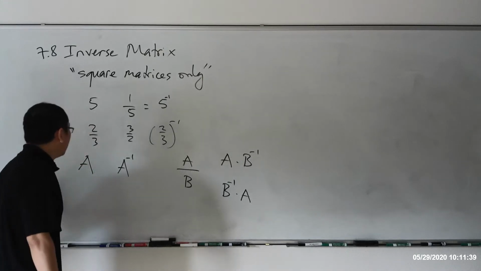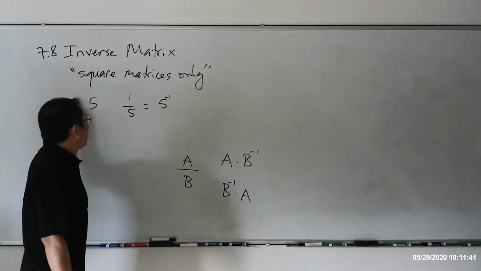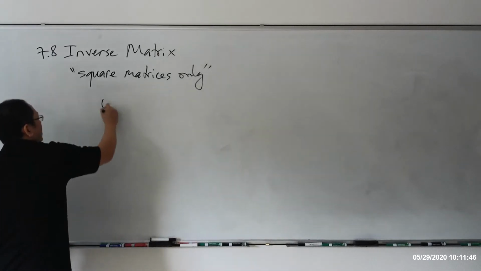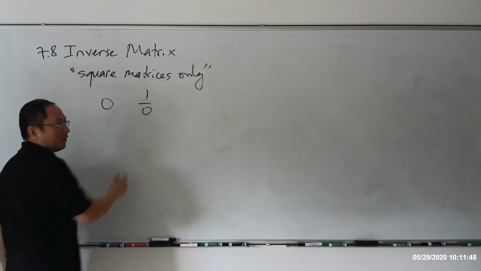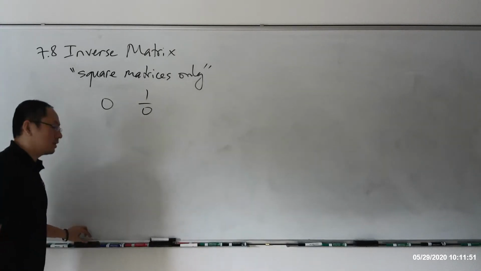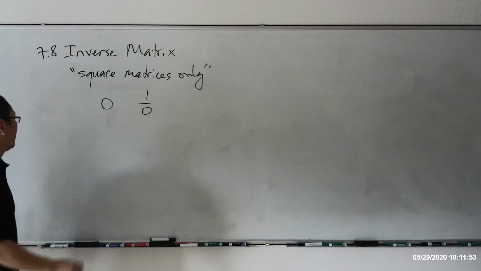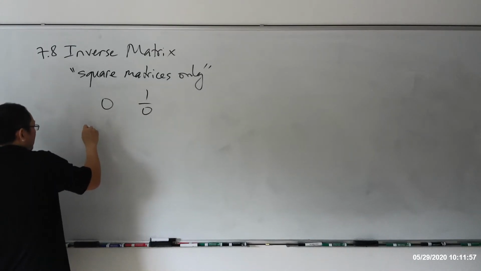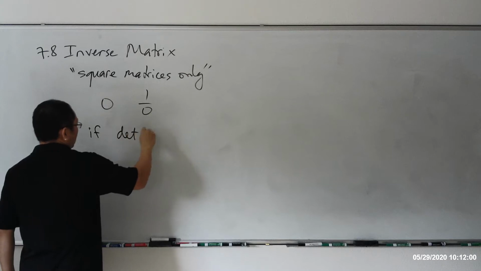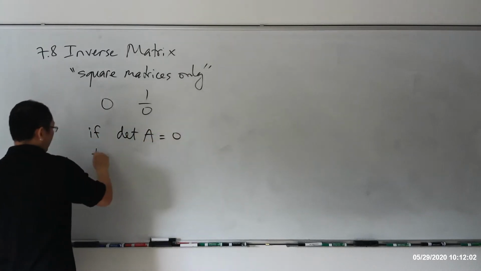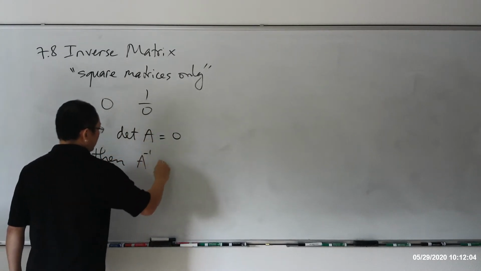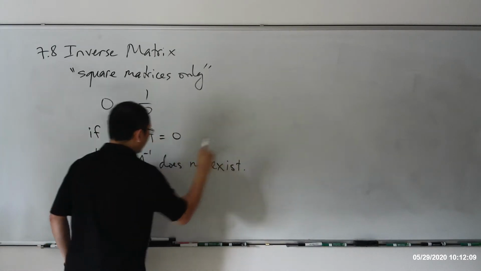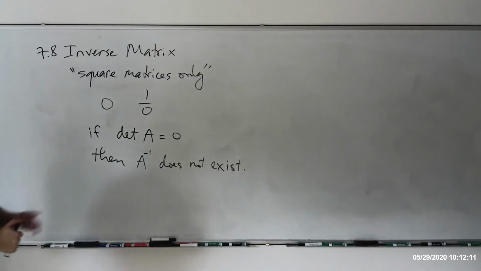Okay, and like numbers, not all numbers are going to have an inverse. Right? Most numbers can have an inverse except for 0. 0 doesn't have an inverse, so 1 over 0 is undefined. Similarly, for matrices, not all matrices are going to have an inverse. The matrix that has determinant equal to 0 doesn't have an inverse. So if the determinant of A is equal to 0, then A's inverse does not exist.